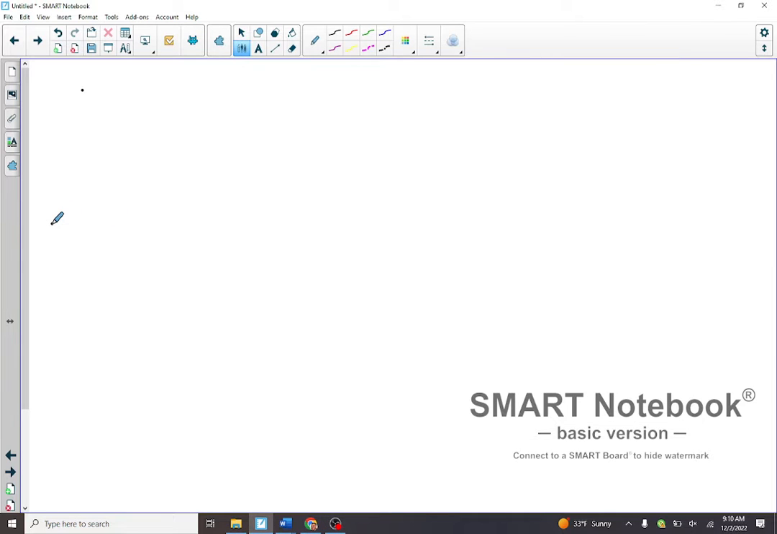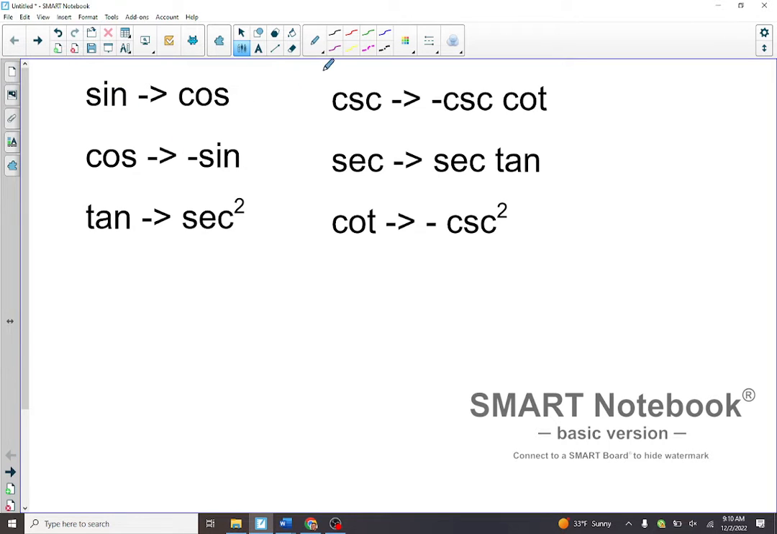It's Monday. All right, first question. Very simple, just testing if you know your trig rules. By the way, here are the trig rules.